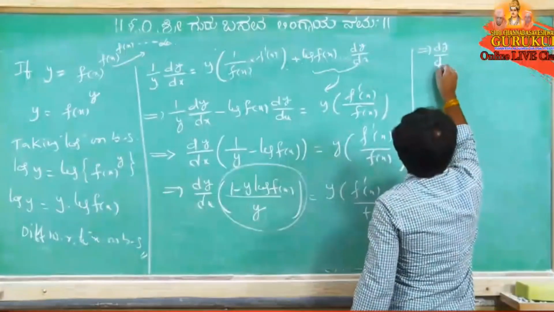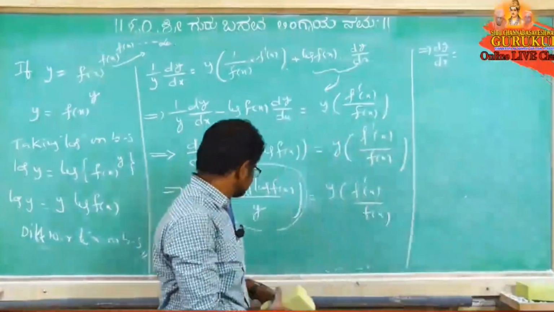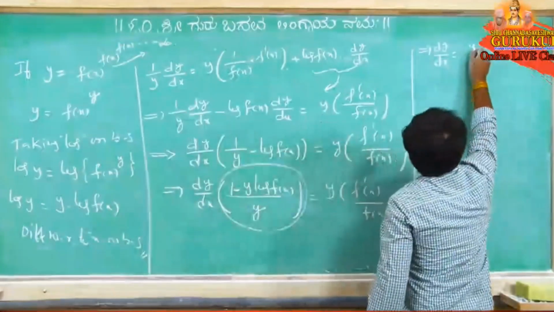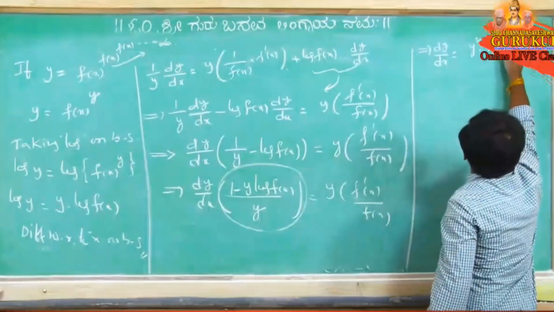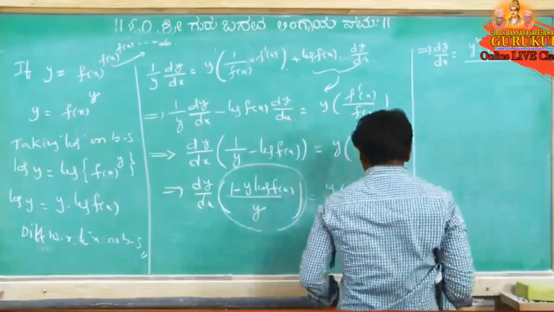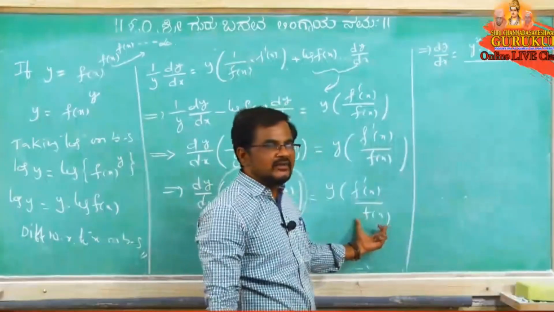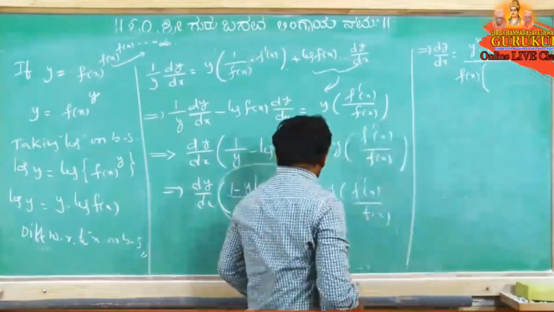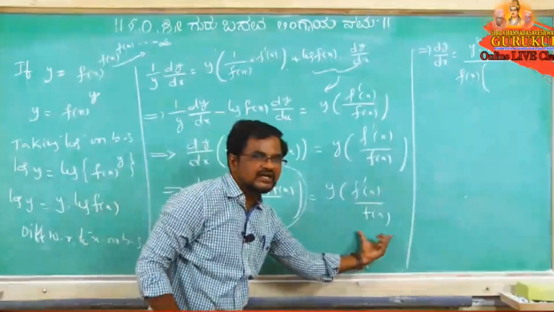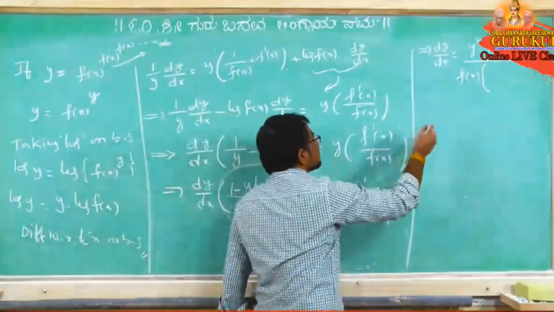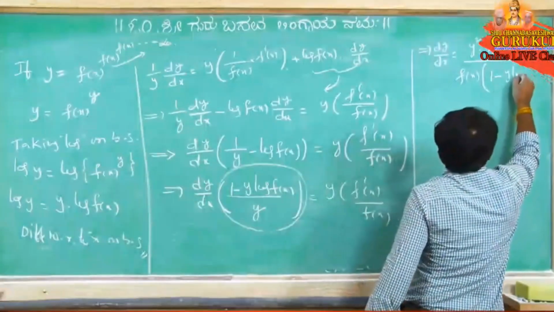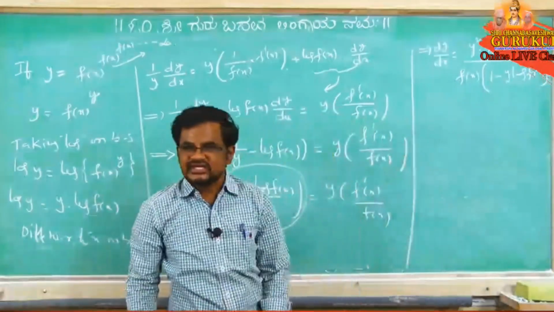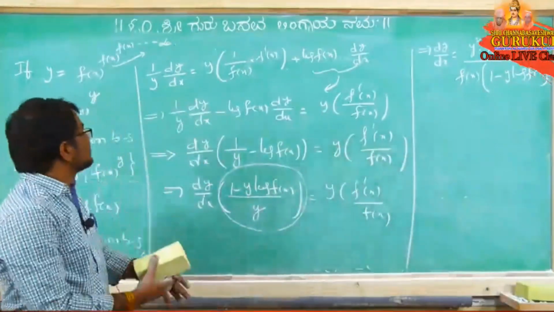dy by dx equals y square into f dash x, whole divided by f of x, into 1 minus y into log of f of x. This is the procedure to solve this type of problems.